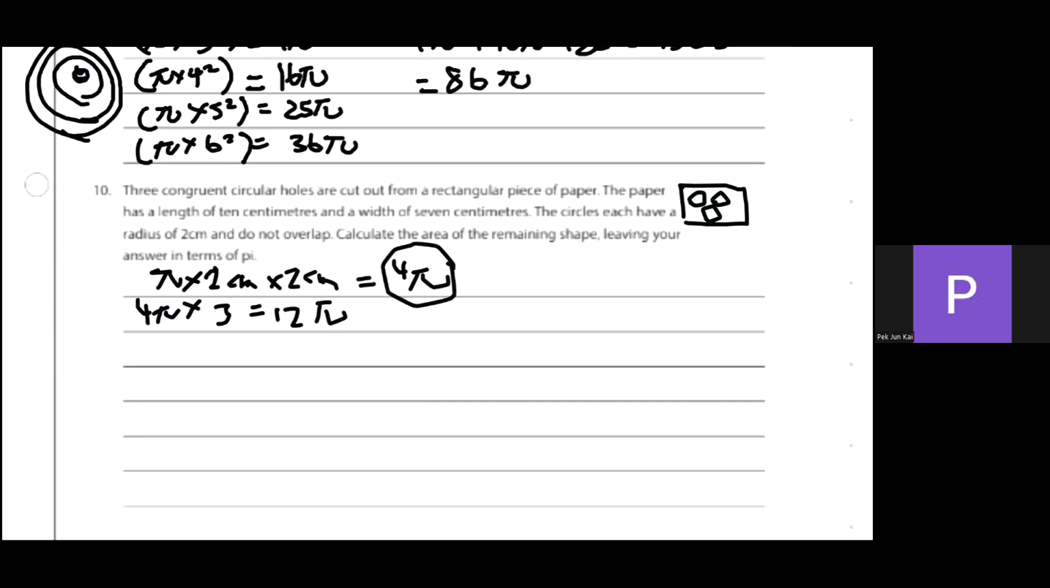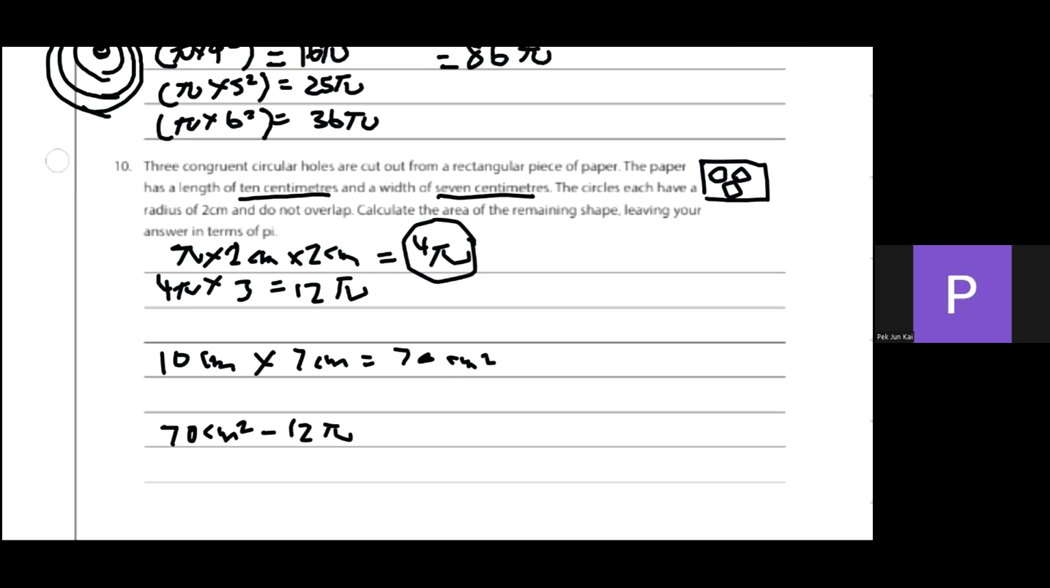So we can calculate the whole area of the rectangle first. The length is 10 centimeters and the width is 7 centimeters. So 10 cm times 7 cm, we would get 70 cm squared. So this would be the area of the rectangle. So 70 cm squared minus 12 pi. This is the final answer.